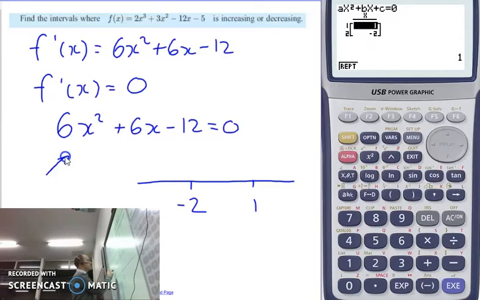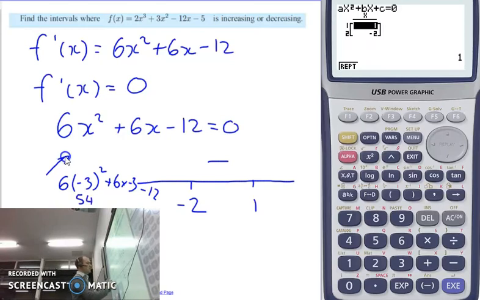So 6 times 0 plus 6 times 0 is still 0. Take 12. It's a negative number. So that means it's going to be decreasing in this section here. I'm going to choose a number which is less than negative 2. So I might choose negative 3. So 6 times negative 3 squared plus 6 times negative 3 take 12. So that's going to be 6 times 9, which is 54, take 18, take 12. And I know that's going to be a positive number.